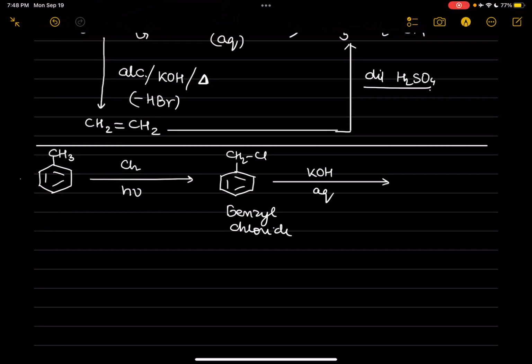And if you are using aqueous KOH, the OH minus is going to substitute. Is this an aromatic alcohol or an aliphatic alcohol? Karthik, Anushka, Imad, Ryan, tell me. Sir, aromatic. No, this is aliphatic. Aromatic is this one.